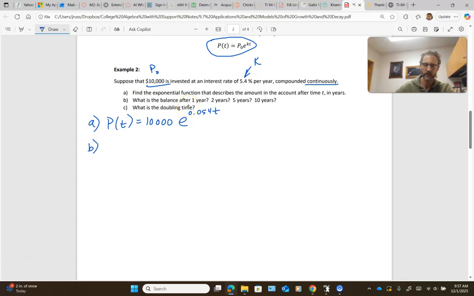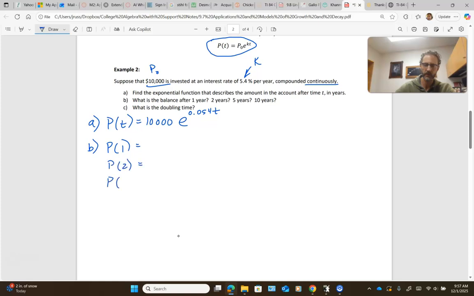Now, part B says, what is the balance after 1 year, 2 years, 5 years, 10 years? So all we're going to be doing for part B is just evaluating this function for those different values of t. Okay.